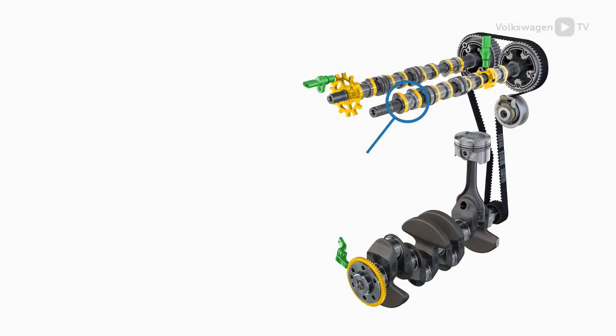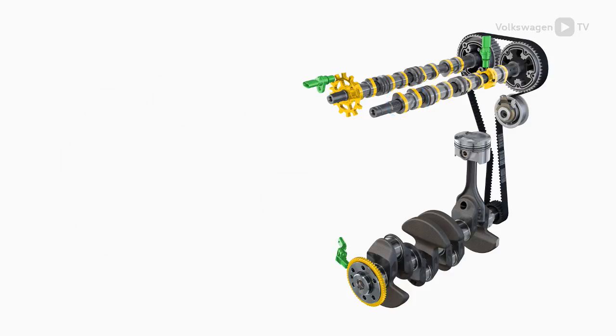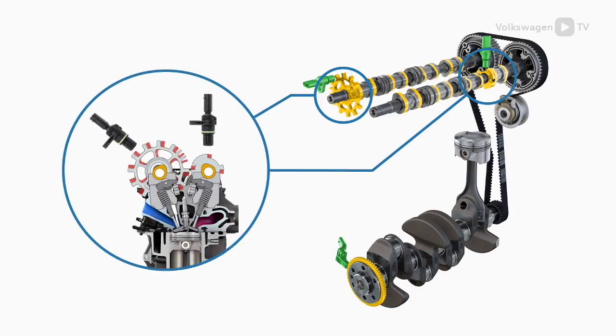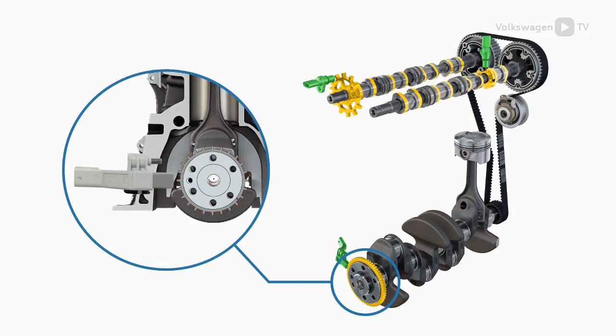However, tolerances that occur during camshaft production can affect the position of each cam. The camshaft sender wheels and their position sensors can also have production tolerances. The same applies to the crankshaft sender wheel and the engine speed sender.